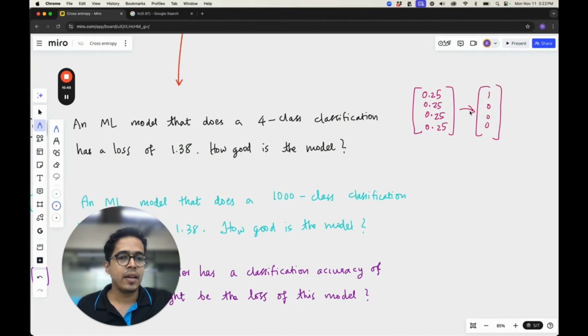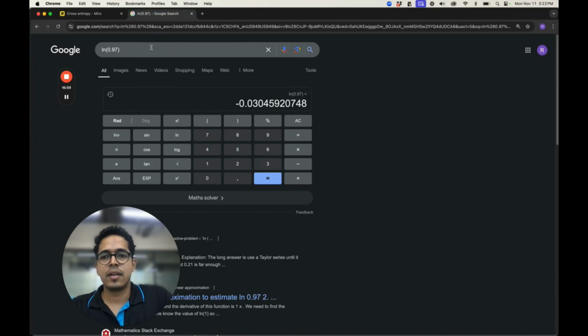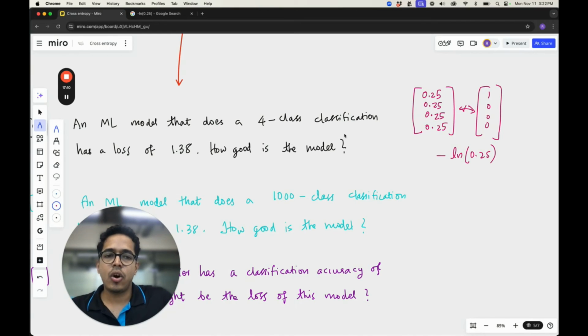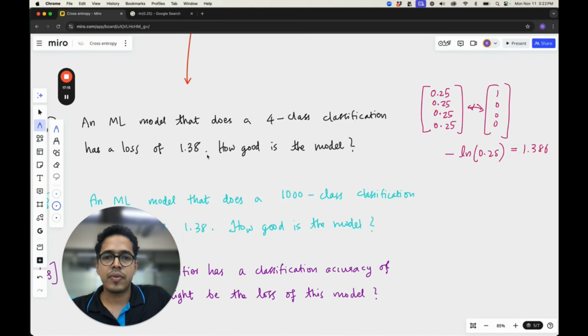Now you are comparing these two, and the cross entropy loss in this case would be negative natural logarithm of 0.25. What is that? Let's calculate. Negative natural logarithm of 0.25 is 1.386. So if the loss of a 4-class classification model is 1.38, it is a very, very bad model. It's the worst model because the model is as good as just randomly picking one out of the 4 classes.